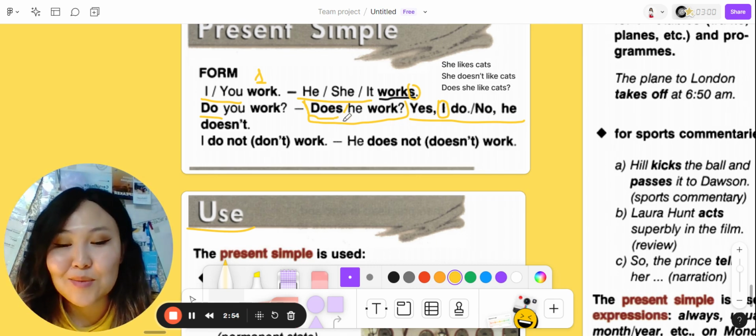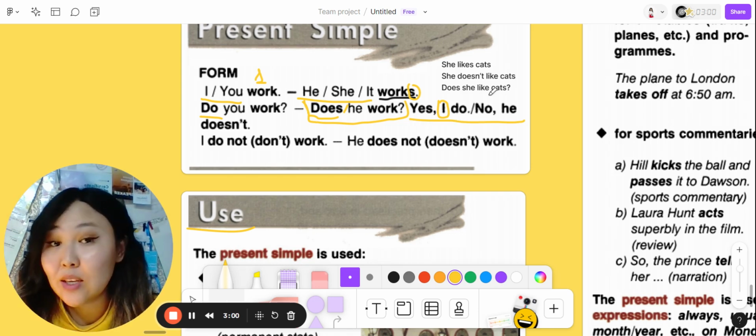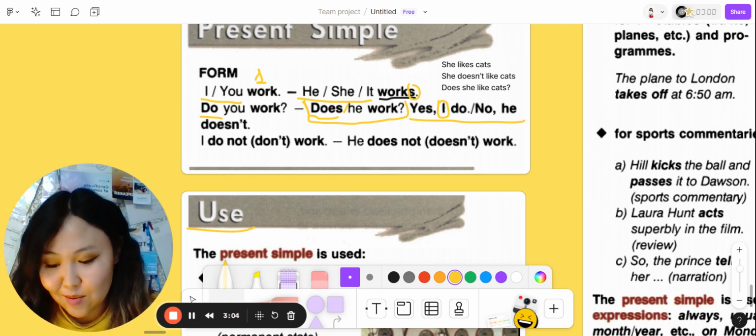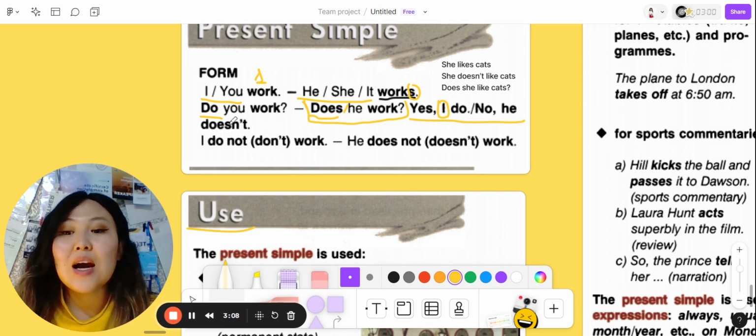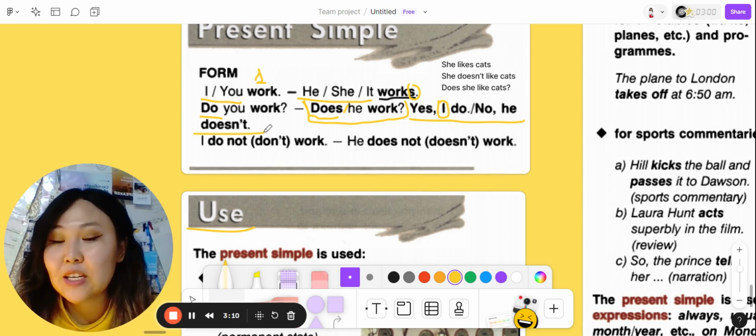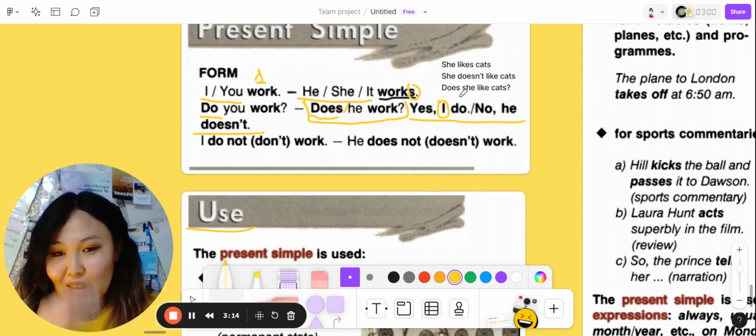If we ask about the third person singular, does he work or does she work? We can answer about them using no, he doesn't, no, she doesn't, or if it's a positive answer, we can use yes, he or she does. I'm sure it is pretty clear to you, but anyways, if you have any questions, you can just text me.